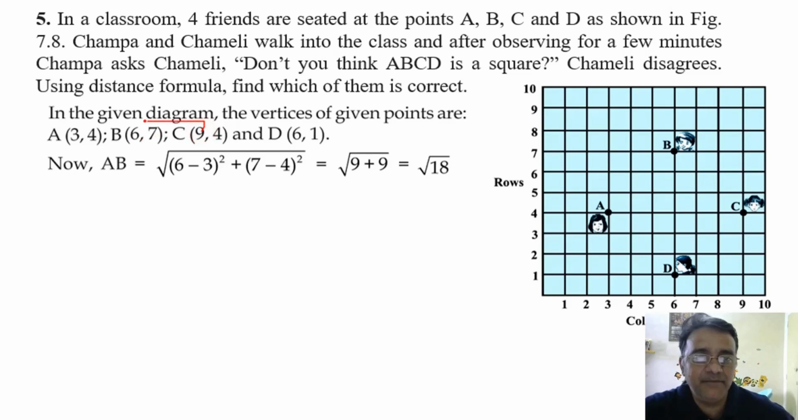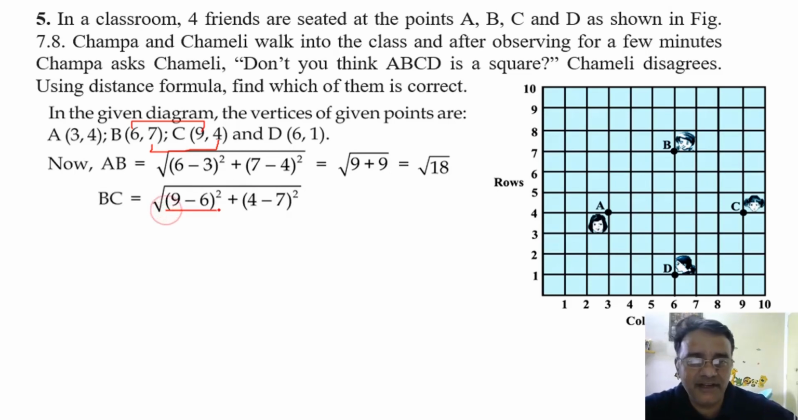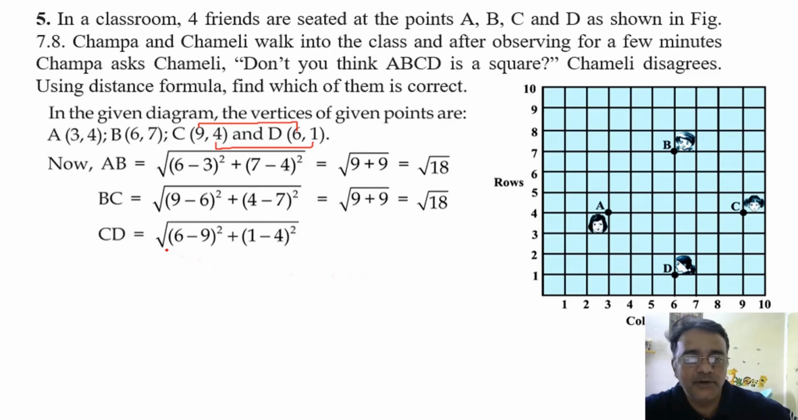BC: (9 minus 6) whole square plus (4 minus 7) whole square का whole root. So what is this value? Final value, 9 and 9. So same, 9 plus 9 we are getting, so root 18. Now the third one, CD. See carefully, (6 minus 9) whole square plus (1 minus 4) whole square का whole root. So what is the final value here? 9 and 9. So same we are getting, root over 9 plus 9, that is root 18.